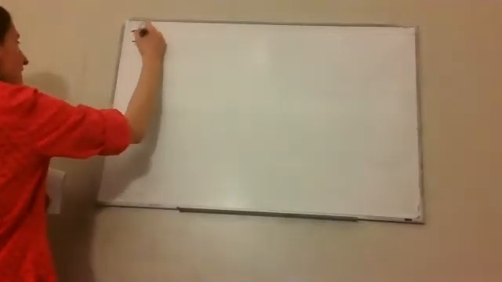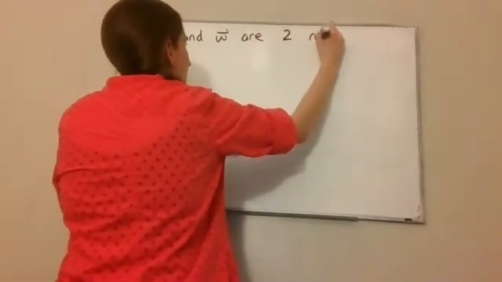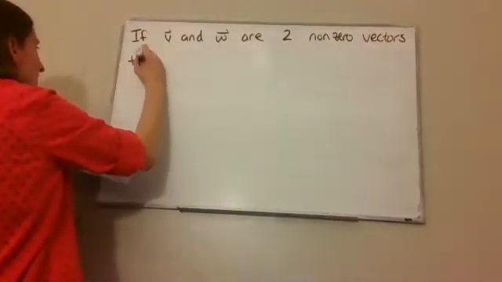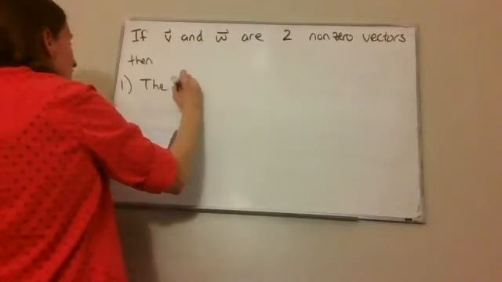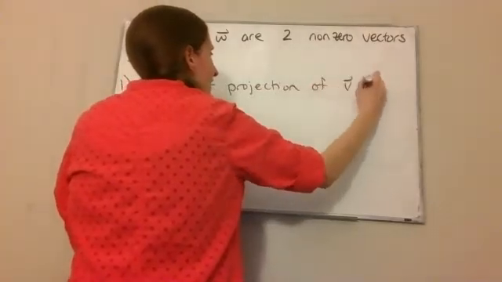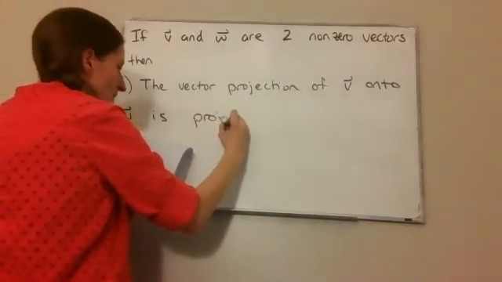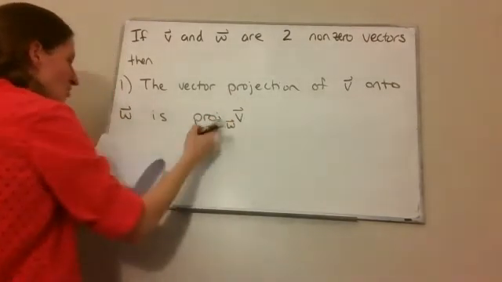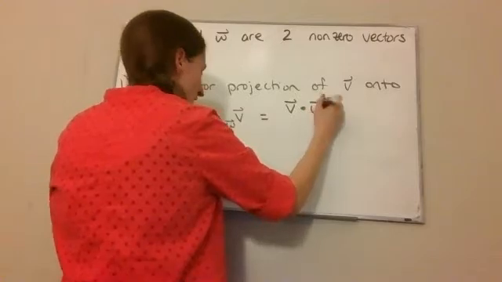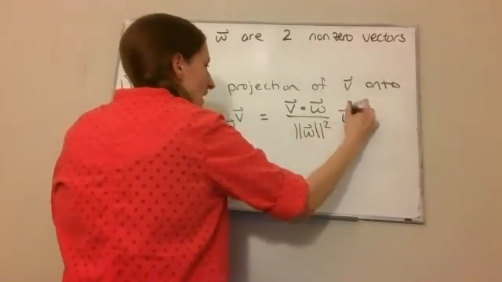So if v and w are two non-zero vectors, then first, the vector projection of v onto w is, they have weird notation for this, projection onto w of v equals the dot product of v and w over the magnitude of w squared times vector w.